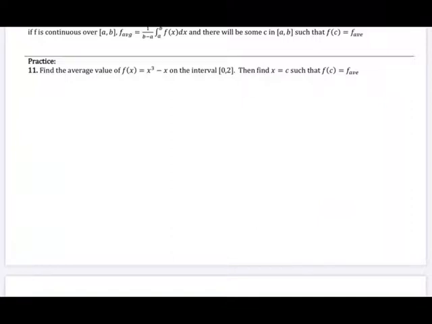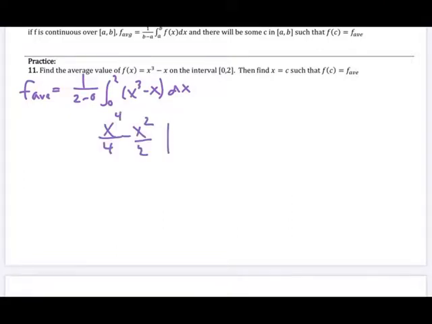Let's look at our last example. Find the average value of f of x equals x to the third minus x on the interval from 0 to 2. So let's start there. Go ahead and pause the video and set that integral up. So we can perform that integration, x to the fourth over 4 minus x squared over 2, evaluated from 0 to 2, and then in front of that we're going to have 1/2.